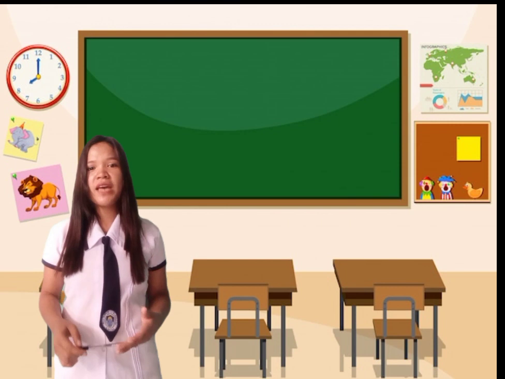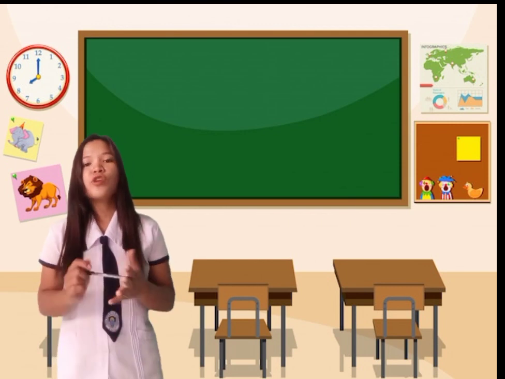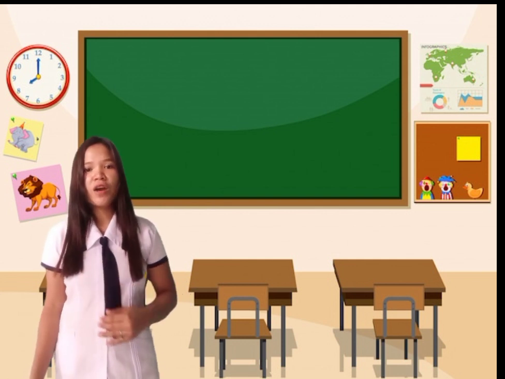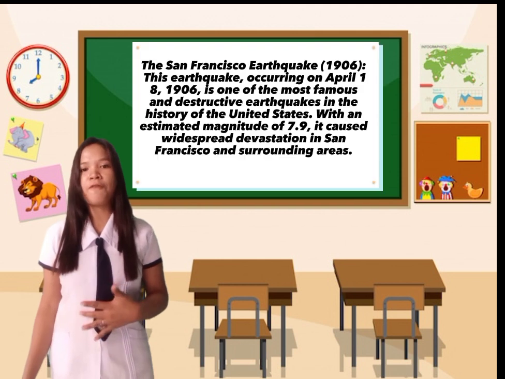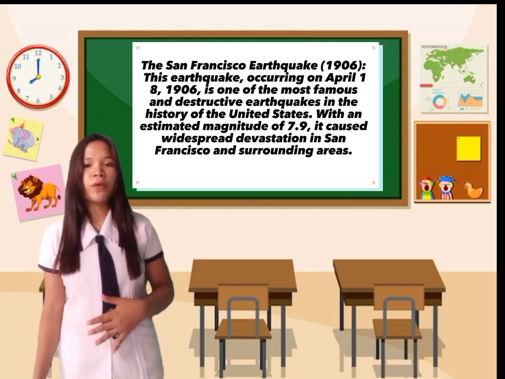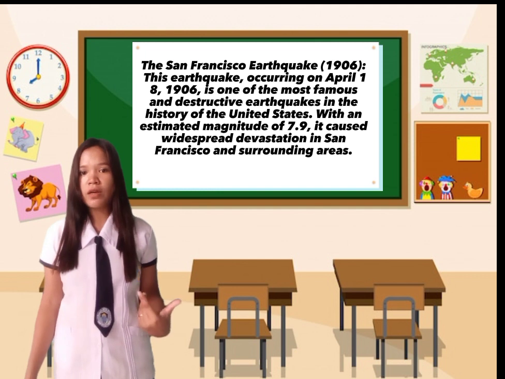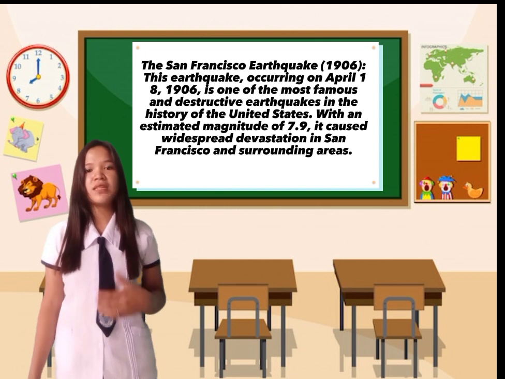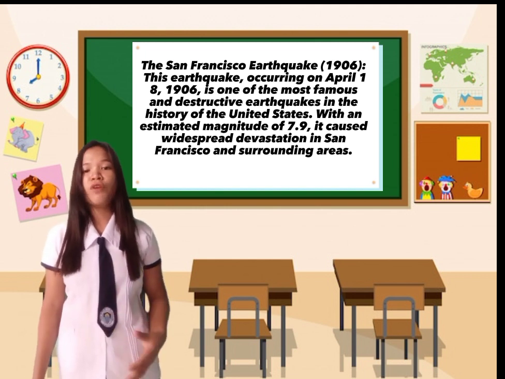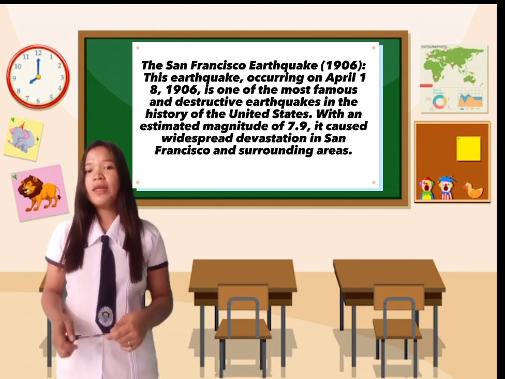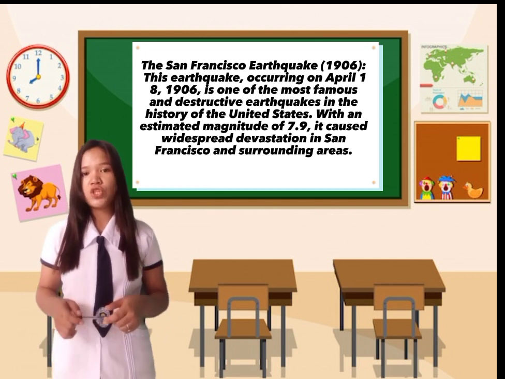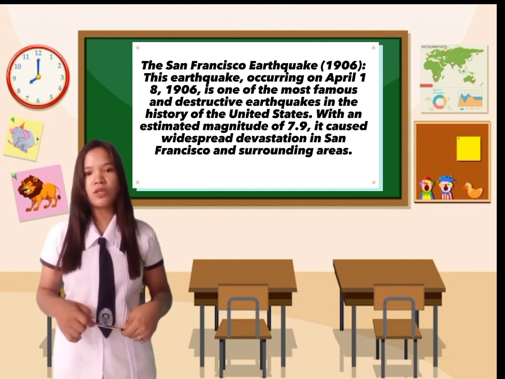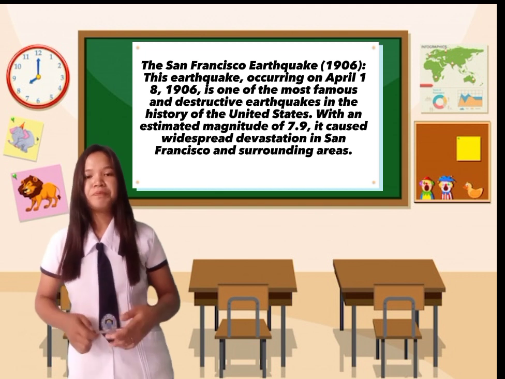Class, earthquakes have had a profound impact on societies throughout history. So I am going now to share with you some significant historical earthquakes and their effects. The San Francisco earthquake in 1906, occurring on April 18, 1906, is one of the most famous and destructive earthquakes in the history of the United States. With an estimated magnitude of 7.9, it caused widespread devastation in San Francisco and surrounding areas.